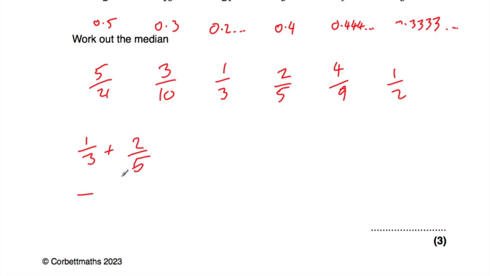So looking at the denominators, we've got 3 and 5, and the lowest common multiple of 3 and 5 is 15. So we've got 15 and 15. To get from 3 to 15, we multiply by 5. 1 times 5 is 5.